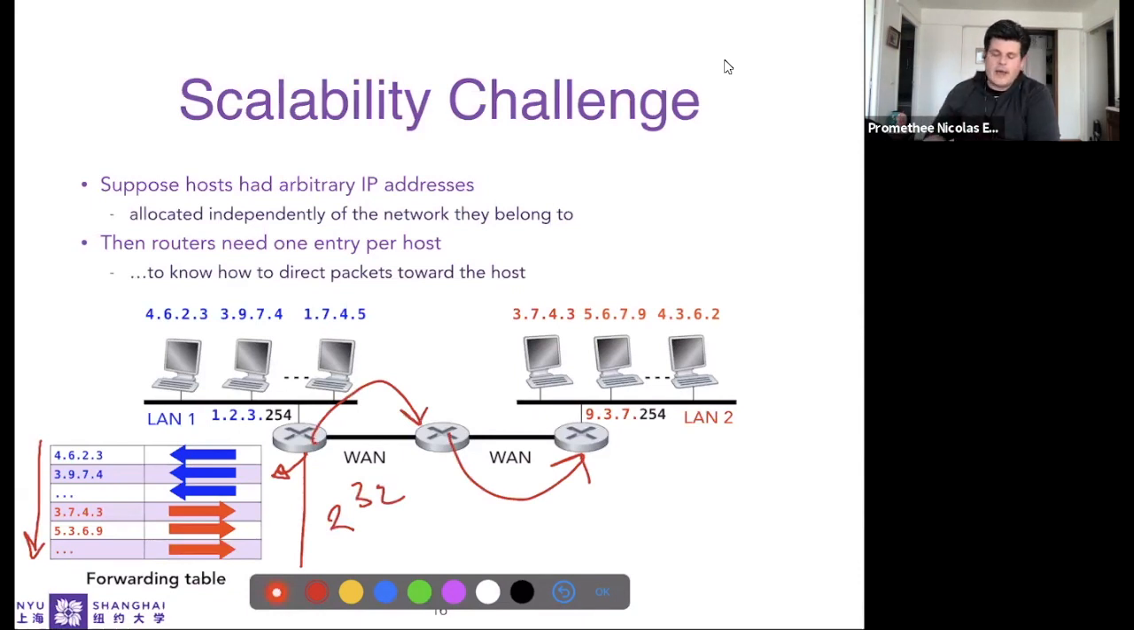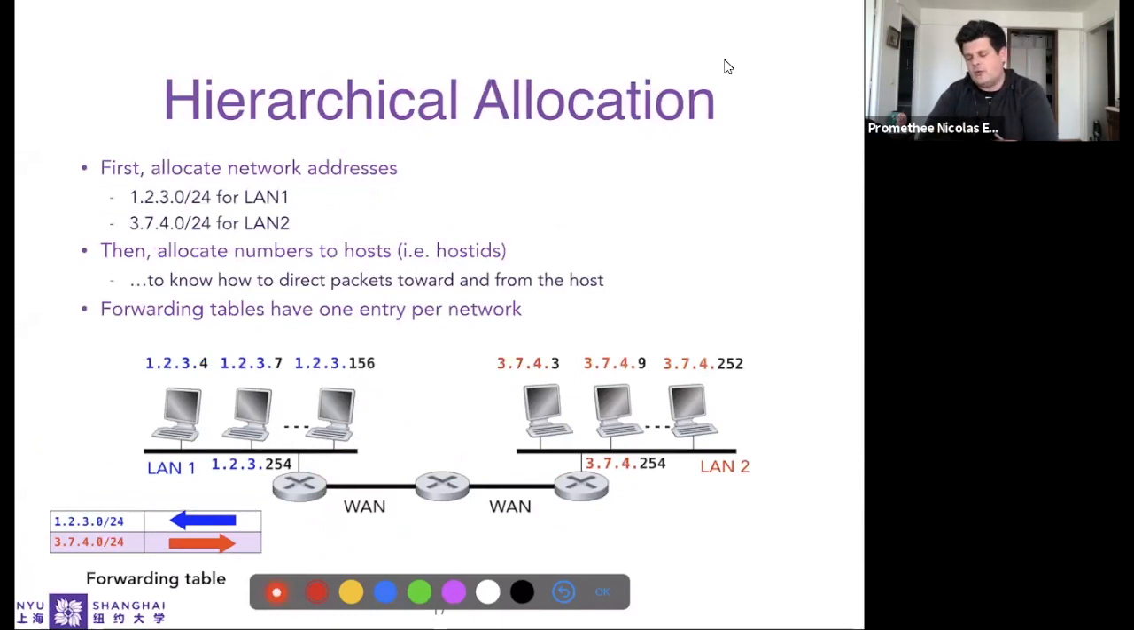The better way is to say that, okay, instead of giving IP addresses to the hosts, let's first give an address to the network. And you can see that here the /24 is indicating the size of the prefix. So the net ID is 24 bits long, which means that it leaves 8 bits for the host ID. So it means that now you see on this side, I have these prefixes.